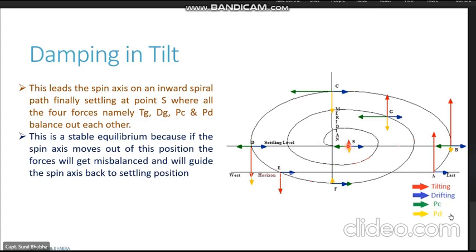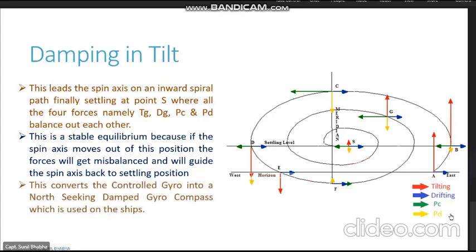This is a stable equilibrium because if you try to move the spin axis out of this position, the forces will get disbalanced, and will guide the spin axis back to the settling position. Let's say, for example, the spin axis has settled here and you apply an additional force in this particular direction and take it somewhere here and leave it. Now, once you leave it here, the balance of all the four forces will get mismatched. It will get disbalanced again. It will start moving on a spiral path like this and eventually come back and settle at this particular location only. So wherever you take and leave the spin axis, it is going to move on a spiral path and then eventually come and settle down at this particular location only.